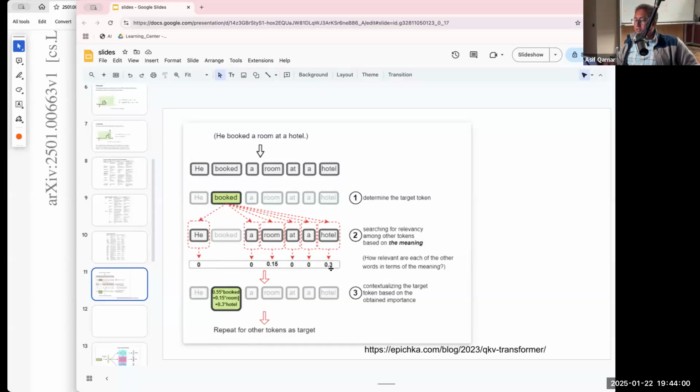It has a weightage of 0.3. And then the word called booked is related to room is about 0.15. So in the simplest words, imagine that by looking at many different types of documents, which we call training documents, you can sense that whenever we see a word called booked, the transformer architecture is able to know the room is important for me, and then hotel is important for me.